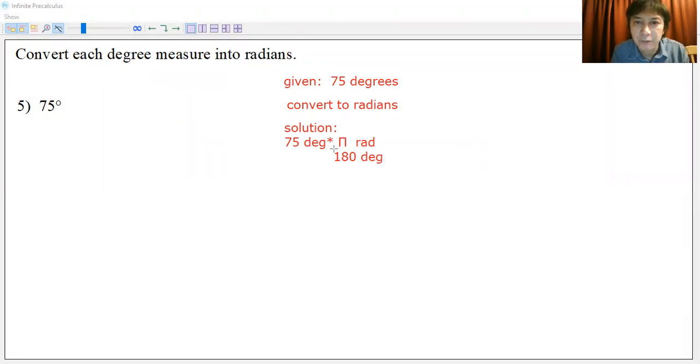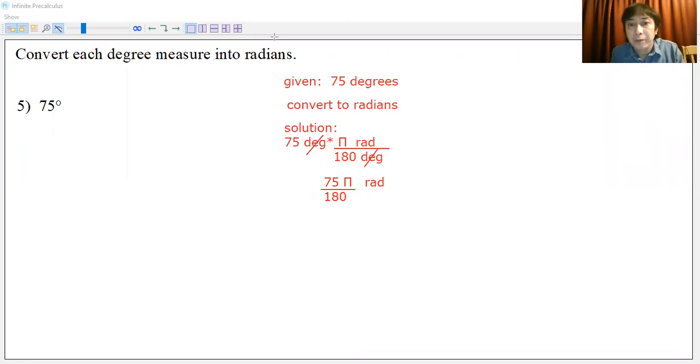Again, we use this conversion factor always when converting from degrees to radians. We can see the degree unit cancels out with the degree over here. Then we can start getting the numbers. We have here 75 and the pi and the 180, and the unit, of course, is now just radians. And we put the fraction symbol there. But 75 over 180 can be reduced to lowest terms.